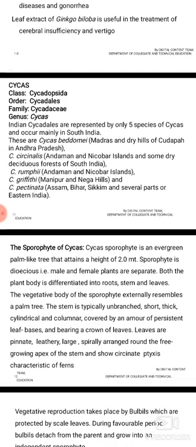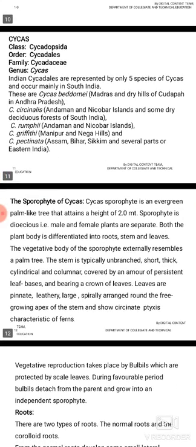The vegetative reproduction takes place by bulbils, which are protected by scale leaves. During favorable period, the bulbils detach from the parent and grow into independent sporophytes.